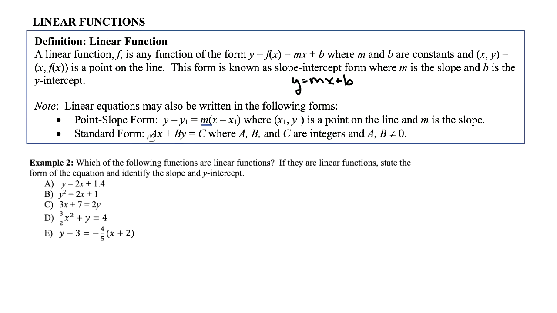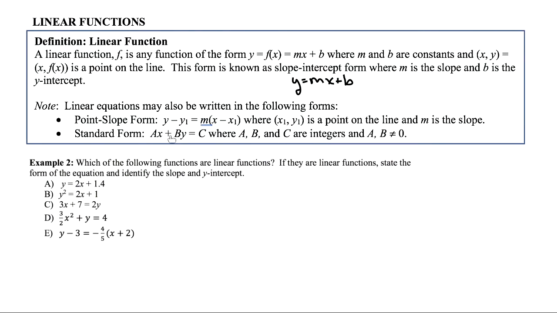Standard form is ax plus by equals c. A, b, and c are integers, but a and b cannot be 0, or it won't be a line. So what we notice in all of these is that x and y are both raised to just a first power. So that's how we know that they are actually linear. We have x to a first and y to a first.